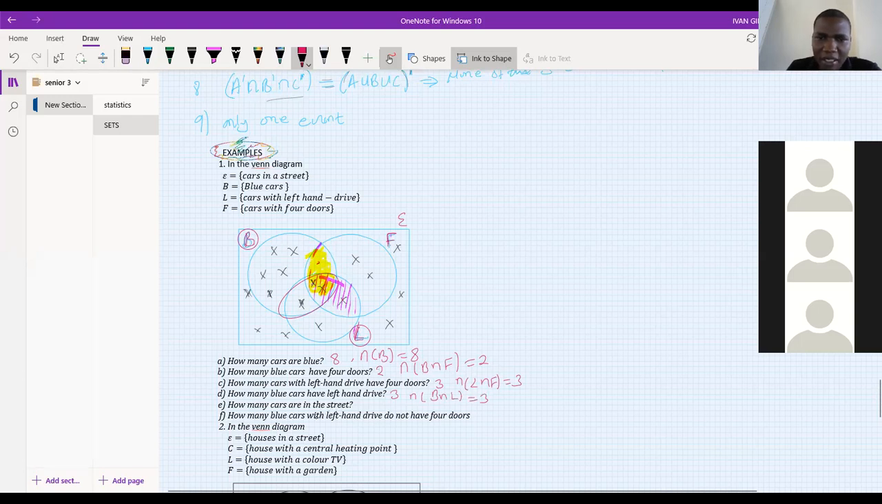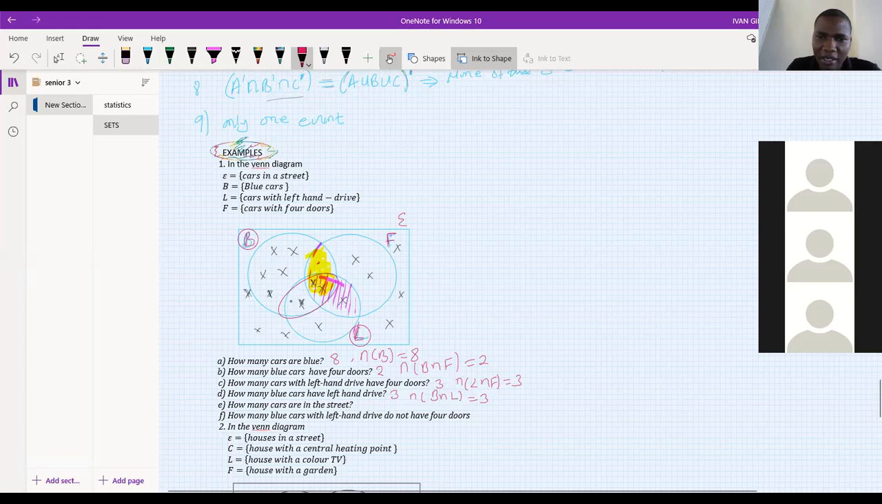How many cars are there in the street? Ariho? How many cars are in the street? So there are 18. You simply count everything inside this rectangle. You'll find 18 because they're asking for the number of elements in the universal set.